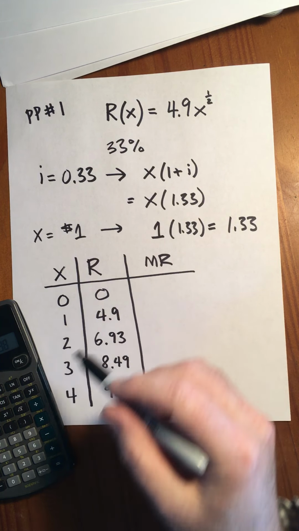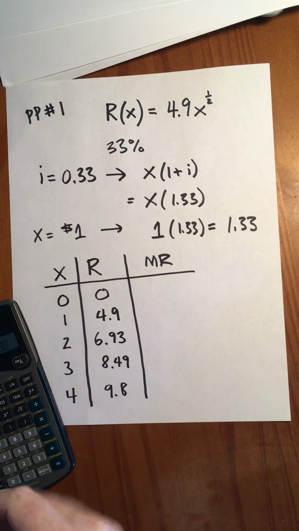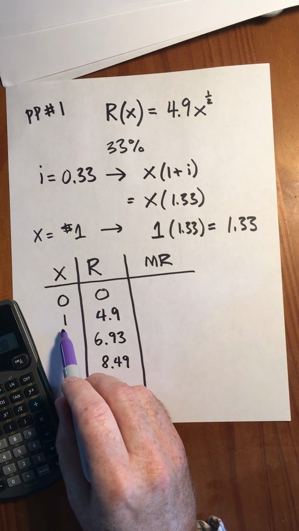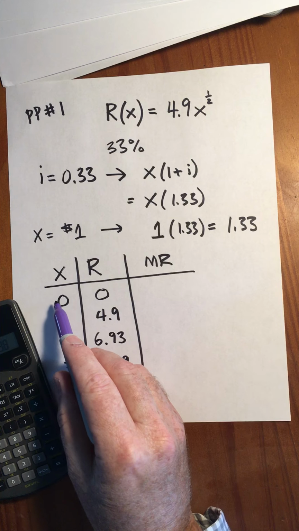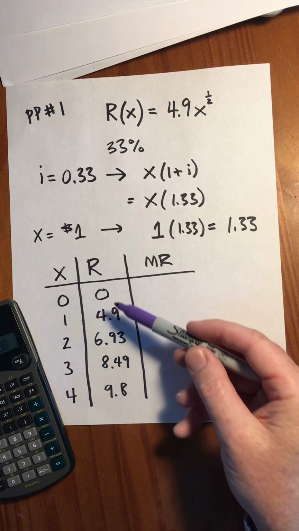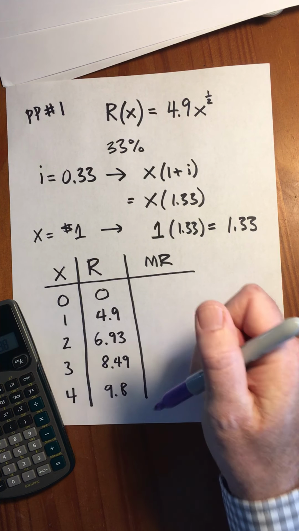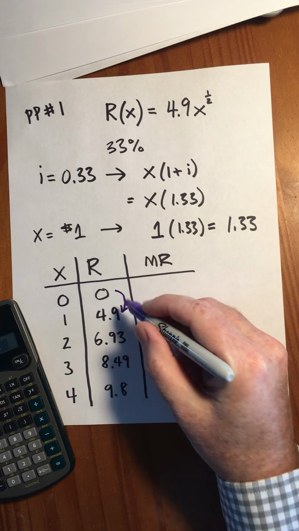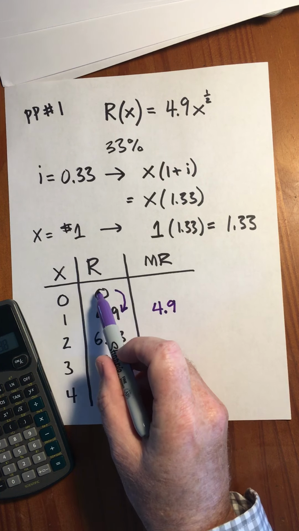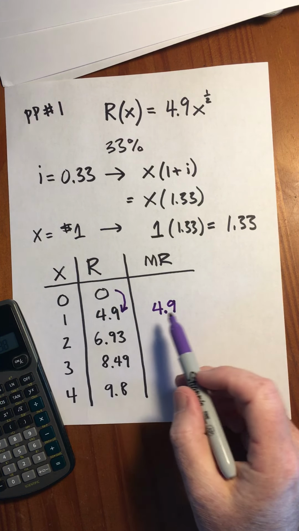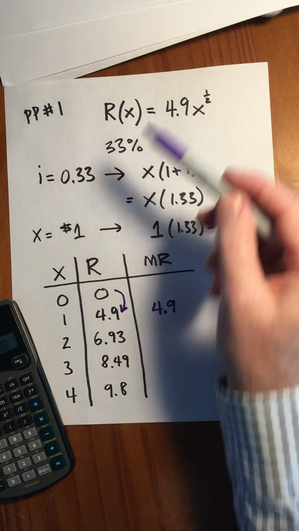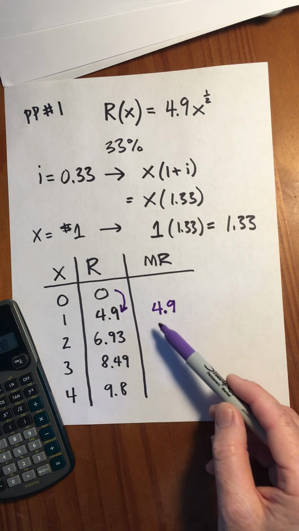All right, so this is going to be a change in revenue. Break out my purple pen now. I don't need the first one because there's no change, but if I go from 0 to 1, I want to know what the change in revenue is. When you borrow $1 of capital and put it into the revenue function, revenue climbs from 0 to 4.9. So the difference is 4.9 minus 0, which is 4.9. The way I would say that properly is the marginal revenue generated by the firm from the first $1 of capital is $4.9.